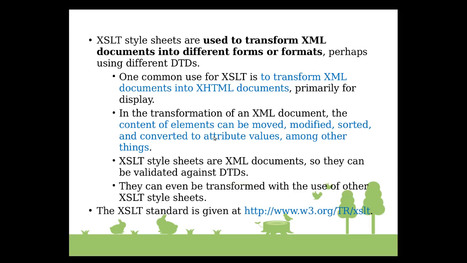XSLT style sheets are used to transform the XML document into different forms or formats. A common use of XSLT is to transform XML documents into XHTML documents, for displaying the document in proper format using a browser. Transformation of an XML document means that the contents of elements can be moved, modified, sorted, and converted to attribute values, etc.